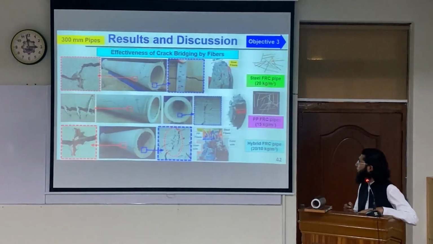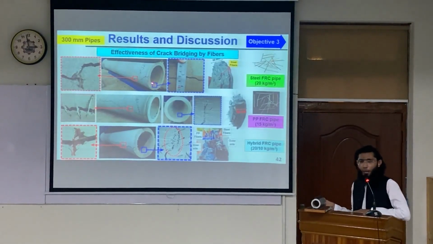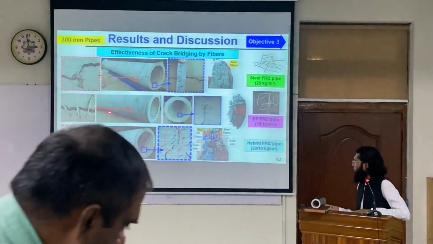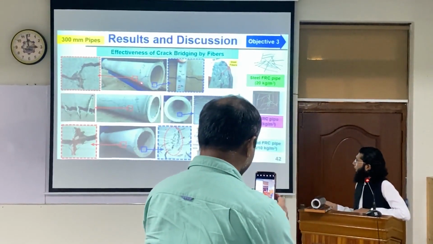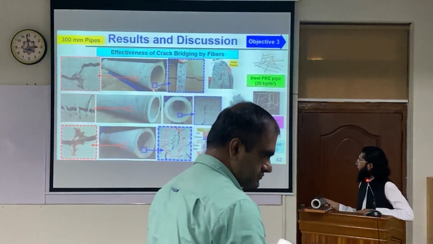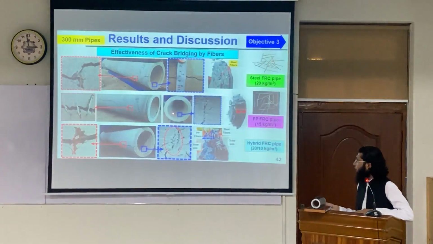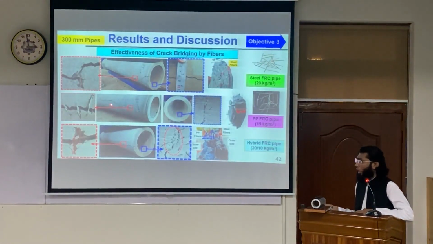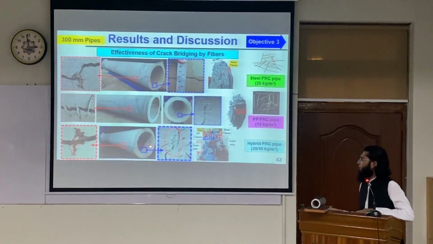More detail on this slide. So this is for the steel fiber reinforced concrete pipe, this is for the PP fiber reinforced concrete pipe, and this is for the hybrid fiber reinforced concrete pipe. What we can see again over here, at the spring line, fibers are bridging the crack, inner side, no bridging. PP fibers could bridge the crack on the inner side as well as the outer side. This was a little surprising, but it's what we observed in the experimental test. And the hybrid fibers had the best performance.